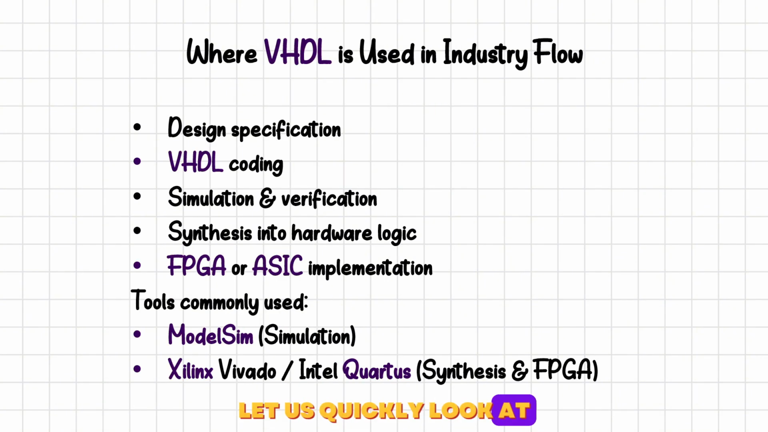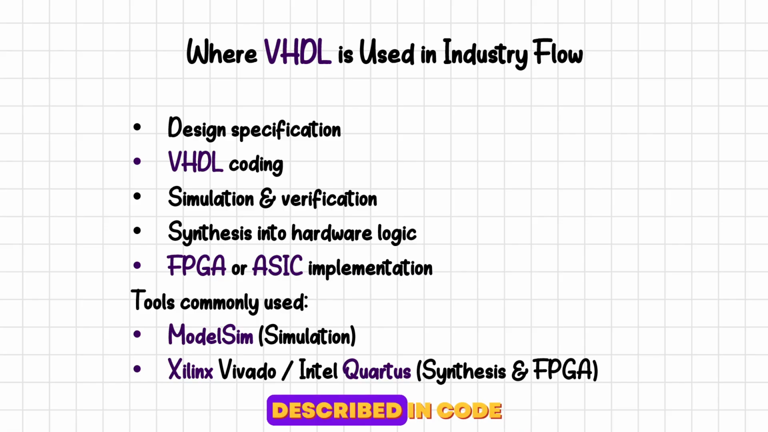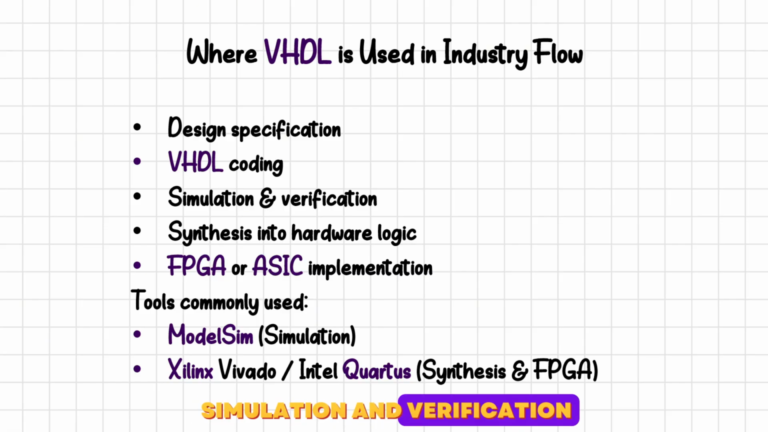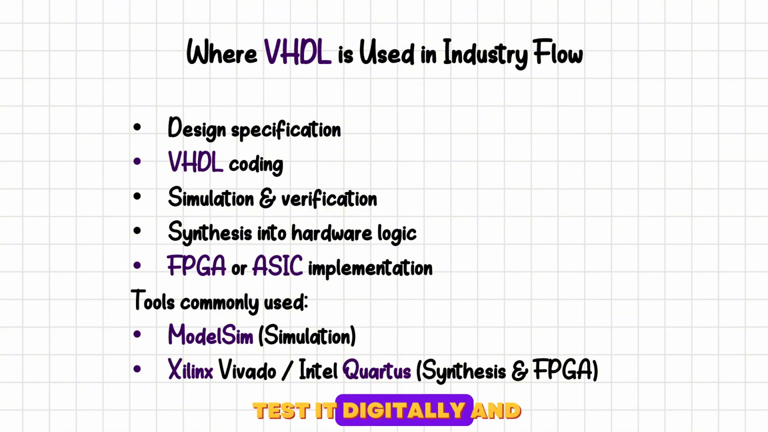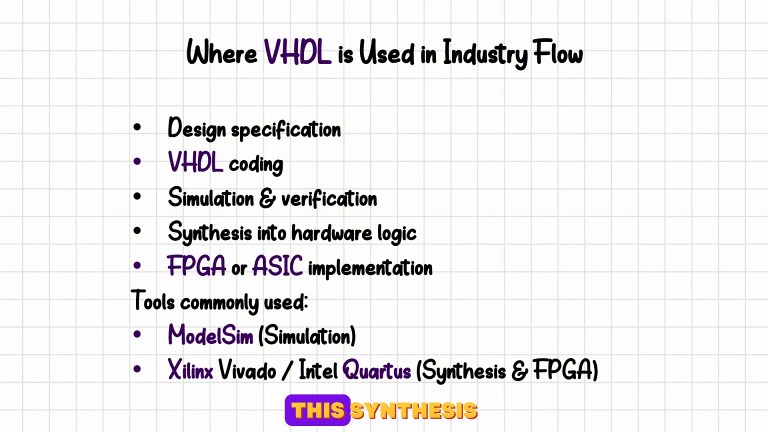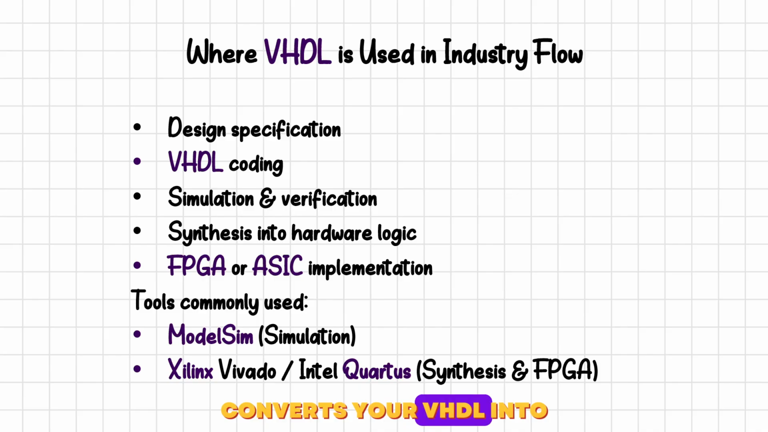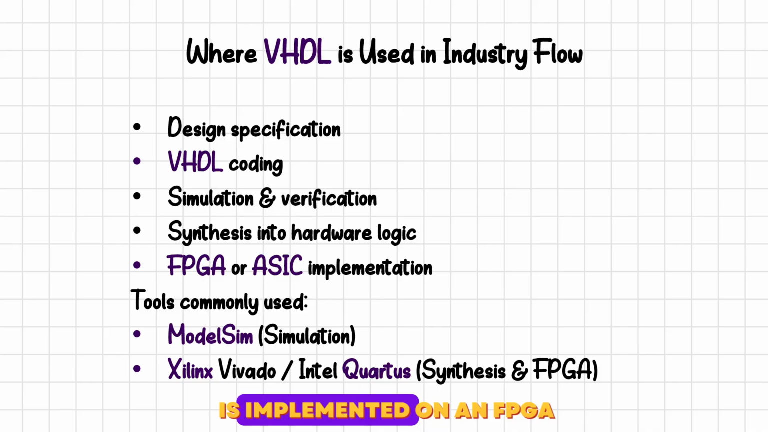Let us quickly look at where VHDL sits in the real hardware design workflow. It starts with a design specification, what the system needs to do. Then comes the VHDL coding phase, where the behavior is described in code. After that, the design goes through simulation and verification. This is where you test it digitally and catch bugs. Then synthesis converts your VHDL into actual hardware logic. And finally, the design is implemented on an FPGA or manufactured as an ASIC.